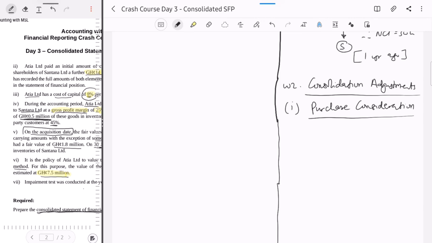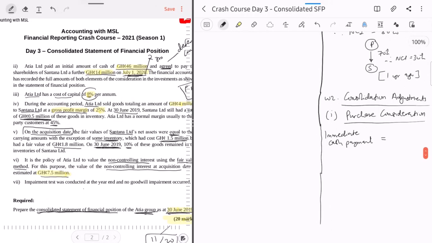Right here, they told us that the immediate cash payment was, let's come back here, they said they paid an initial amount of 46 million. If you can see here, right? 46 million. So we say this is Ghana Cedis 46,000, right? Okay. And they agreed to pay a further 14 million on 1st July 2020.